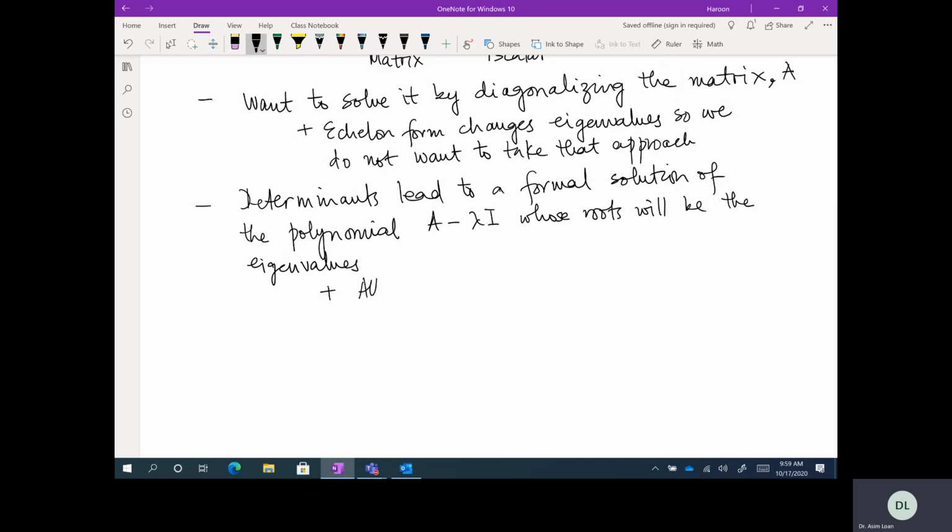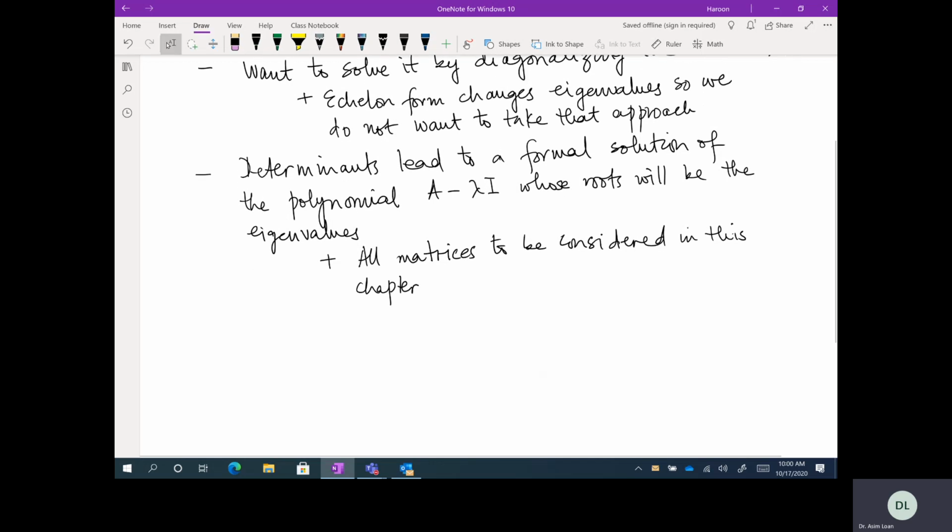So all matrices to be considered in this chapter will be square, because in chapter 6 we are going to go back to the rectangular matrix, and then we are going to see what is the counterpart of the eigenvalue problem for a rectangular matrix. So the eigenvalue problem that we are discussing in chapter 5 is actually a subset.